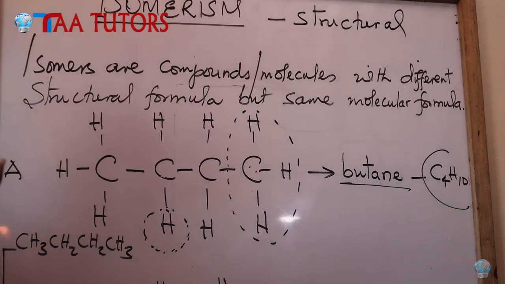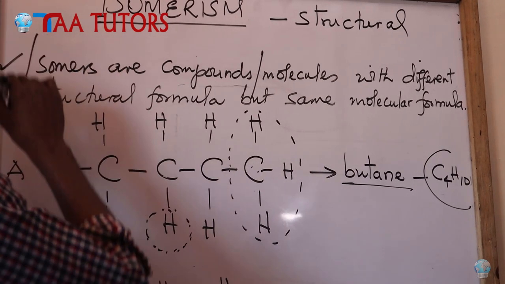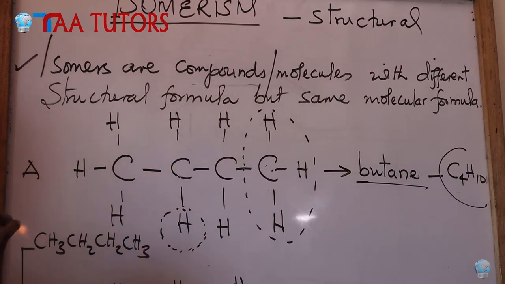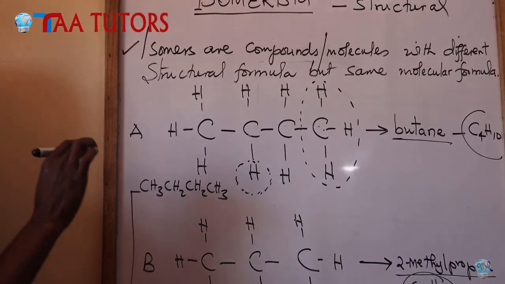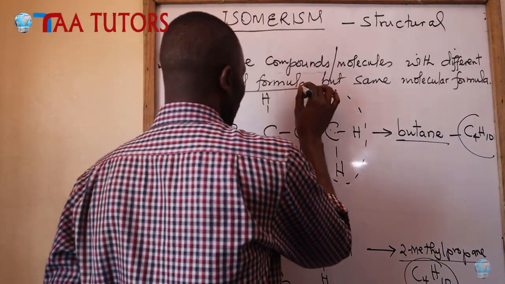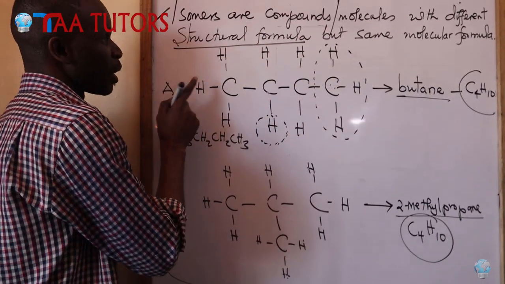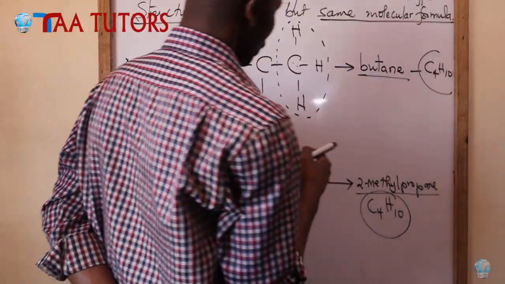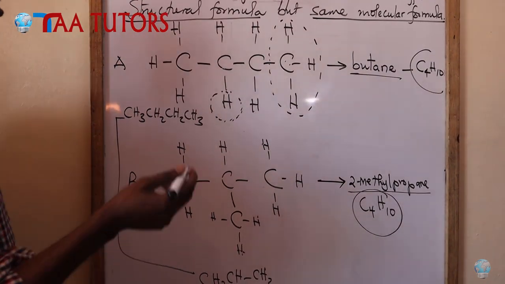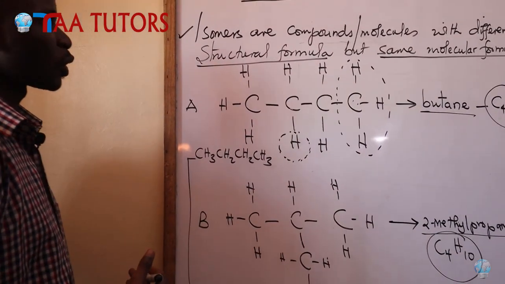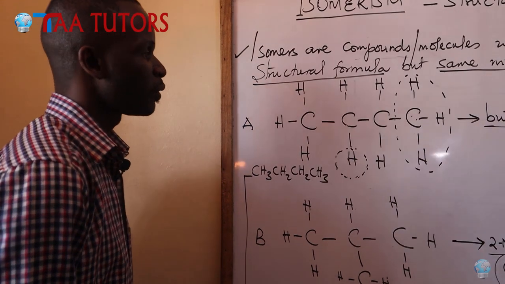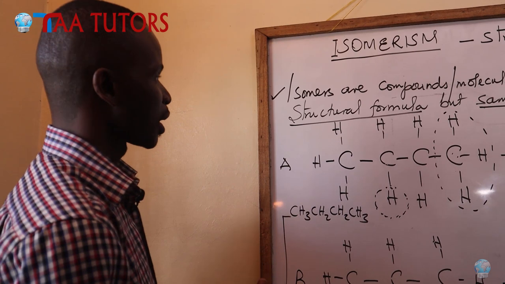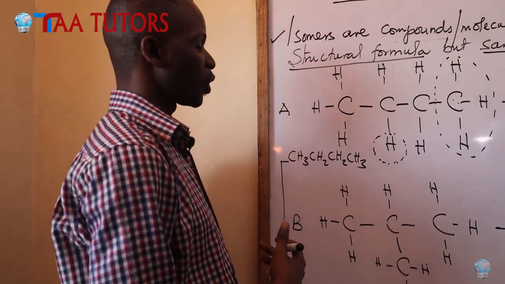That is up to you. Whatever you start with is not going to determine whether you are going to score it or not, as long as the meaning of the sentence remains the same. That these compounds have different structural formula, like the example you have seen here, but they have the same molecular formula. Those are isomers, and you have seen that I'm actually drawing them and naming them. A common question you are going to meet in school is when teachers ask you to draw two isomers and give their names. That is something that you are going to find very, very common.